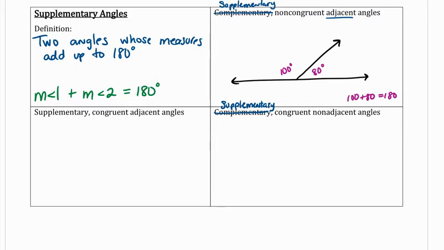This is a linear pair, so it kind of works the same way. When they're supplementary and adjacent, then they are a linear pair. So they're both things there.